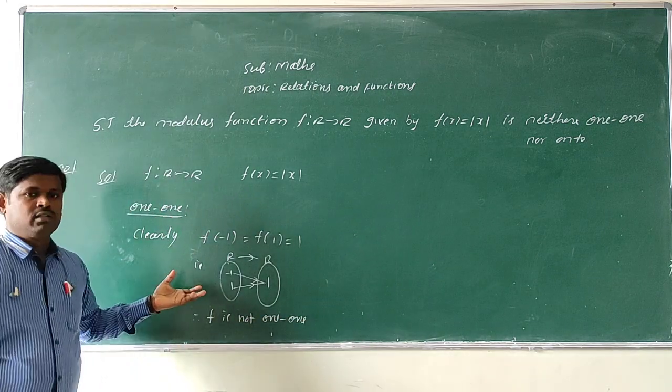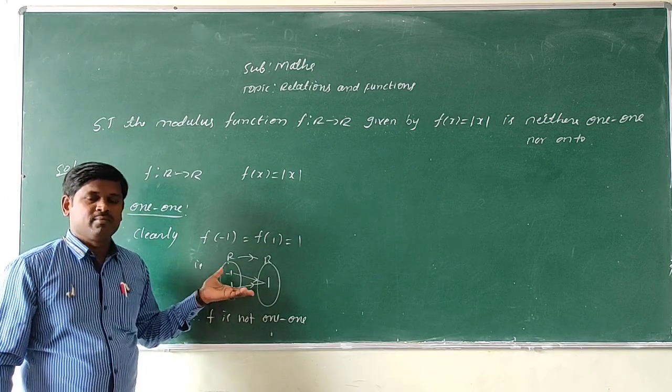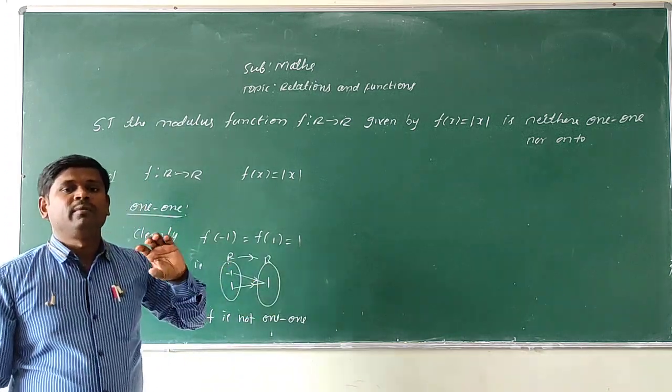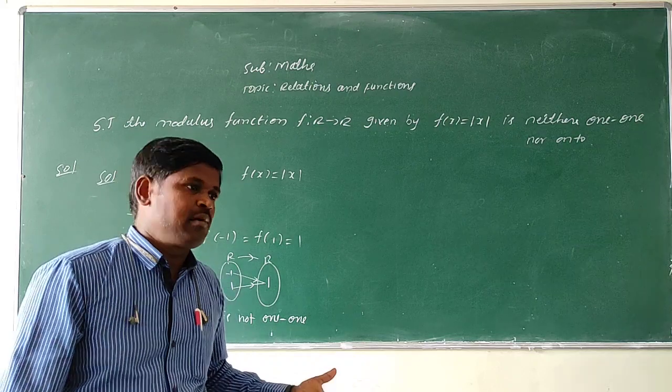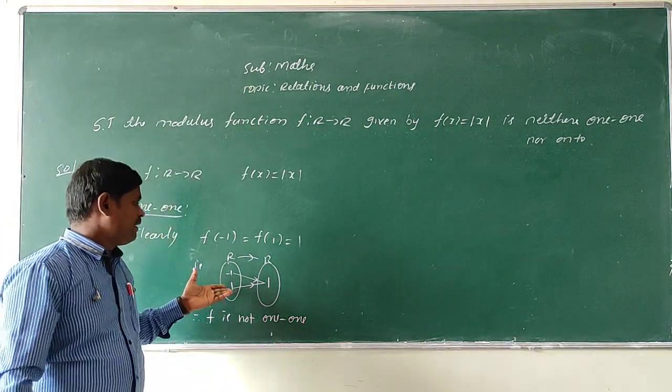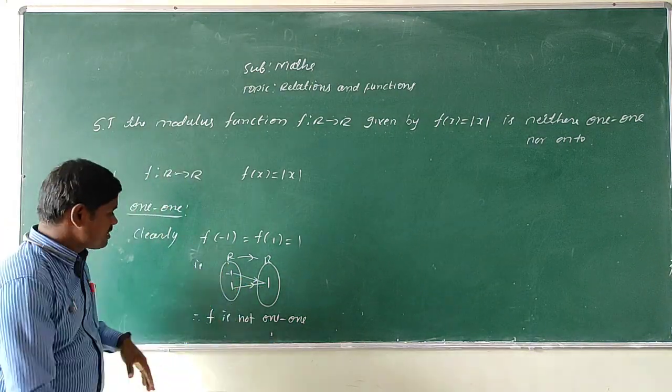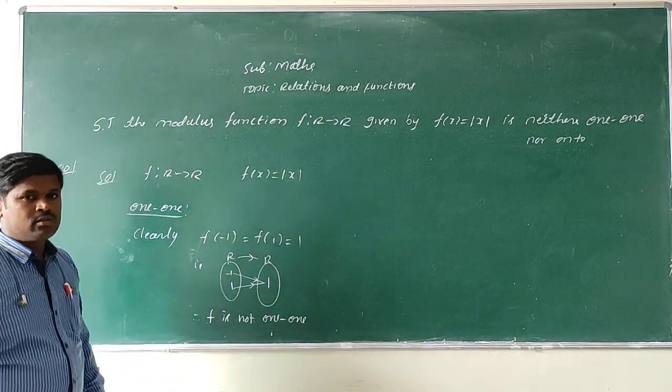Is it clear? That means two elements have the same image. By the definition, different elements of A should have different images, but here different elements have the same image. Therefore f is not one-one.